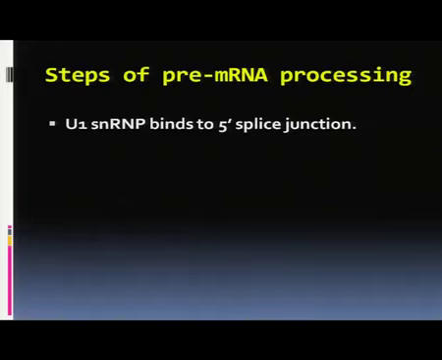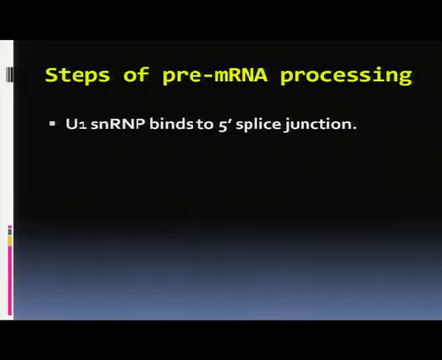Secondly, U2, a small nuclear RNP, binds to the branch point sequence, which is just upstream of the 3 prime end. Next, U4 and U6 ribonucleoprotein together interact with U5 small nuclear ribonucleoprotein, and all these 3 ribonucleoproteins bind over the U1 and U2 small nuclear ribonucleoproteins, which causes the intron to make a loop. This you can see in the diagram.